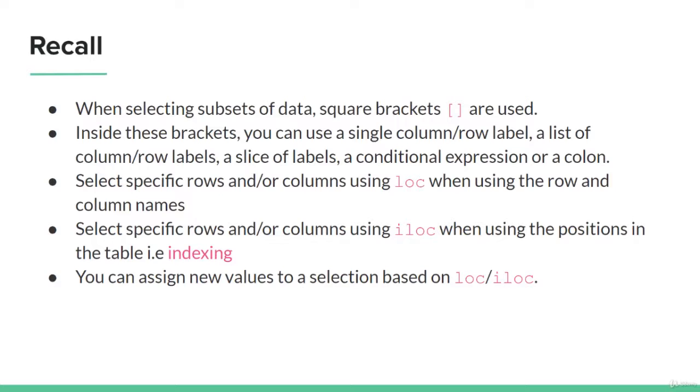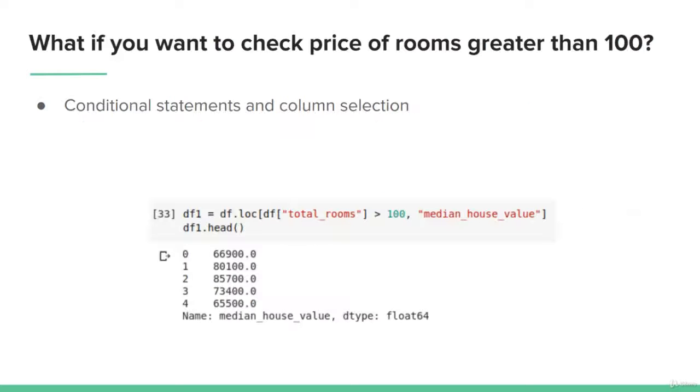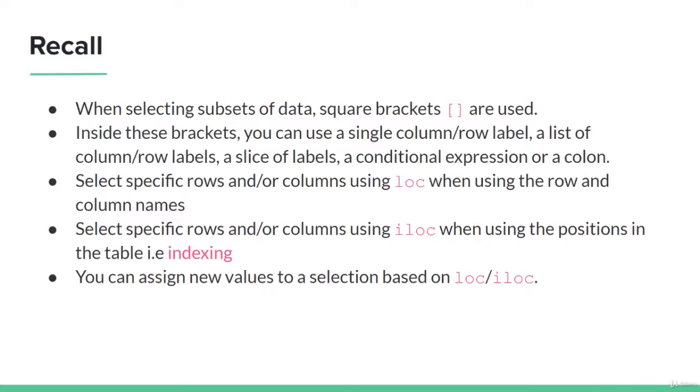So like before, we have seen different ways to use these square brackets to select particular subsets of columns or rows. And depending on those subsets, we can also add conditional statements by using comparison operators so that we can further extract selective information to explore our dataset.